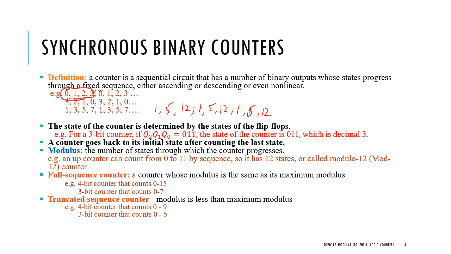However, if we have a counter whose modulus is less than the maximum possible number, then we call it a truncated counter. Say we want a counter that counts from 0 to 10. Definitely this needs 4-bit binary to represent, so we need 4 flip-flops. But for a 4-bit counter, we have a maximum of 16 states. We didn't use all of them. So this is a truncated counter.